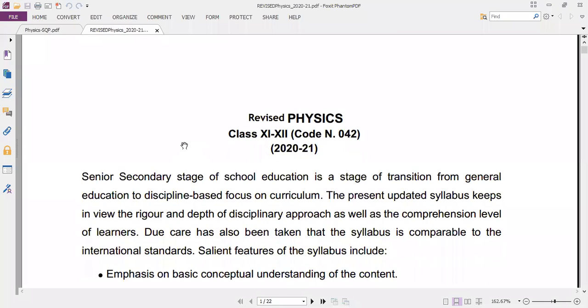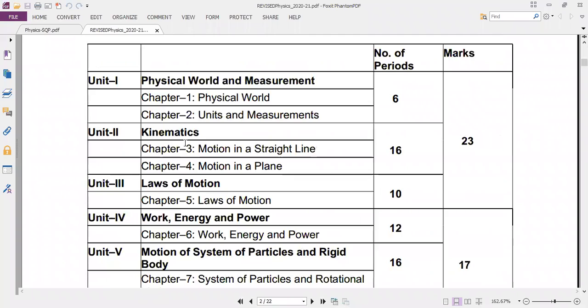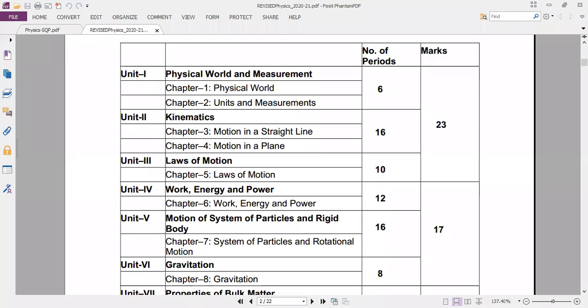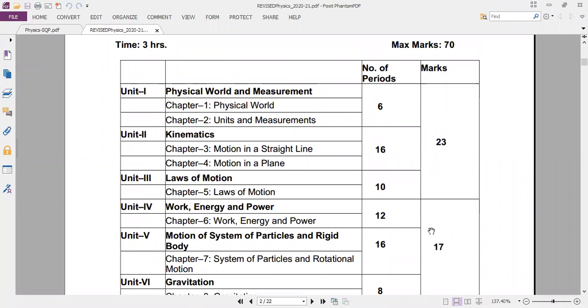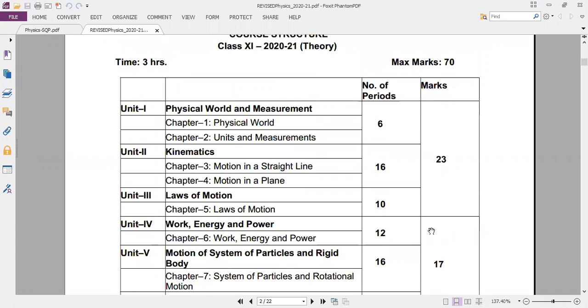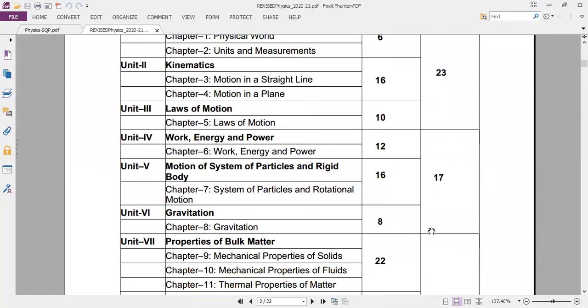Already you know very well. This is our revised syllabus. This is the mark weightage for each chapter. First to five chapters combined together, you will get 23 marks. Next, up to gravitation, work energy power, system of particles, rotational motion, 17 marks.